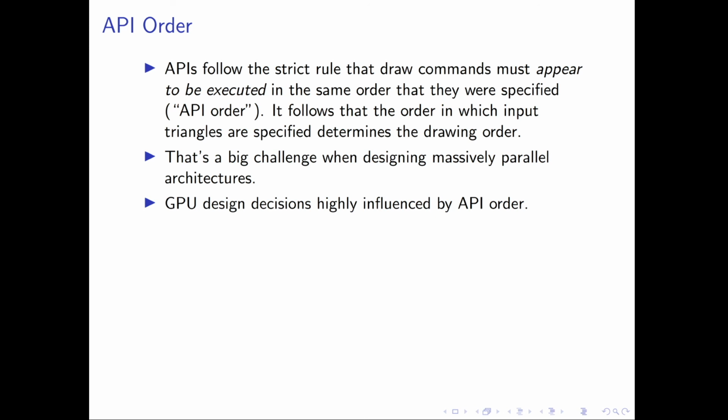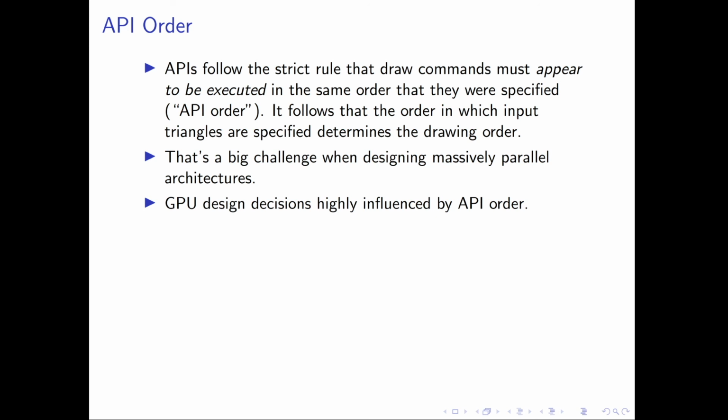This is not what happens in reality. The architecture is massively parallel, and there's basically nothing happening in an order that a user specified, other than in the very end, when the pixels are retired by the raster output units. Then there is a guarantee that the order of the pixels reflects the order in which the triangles were specified. This is important because it pretty much influences how graphics cards are designed.